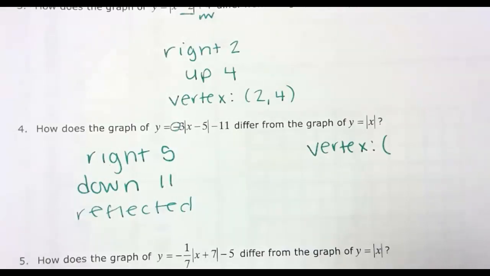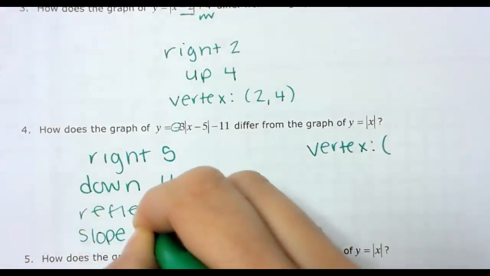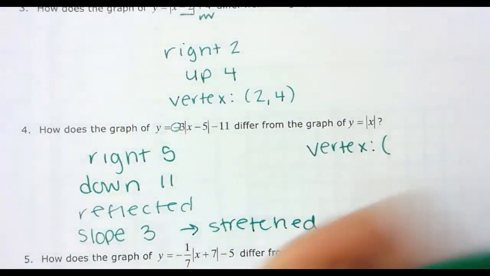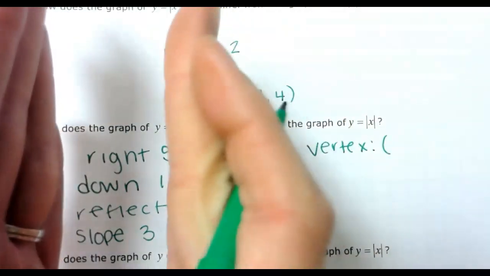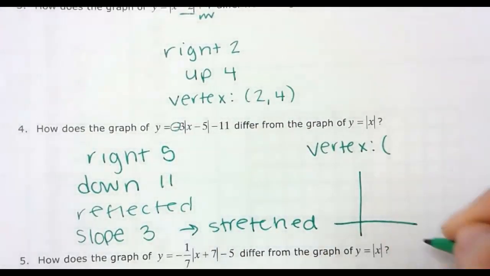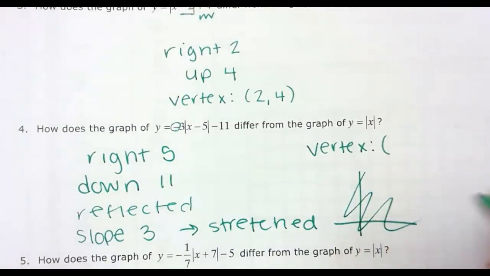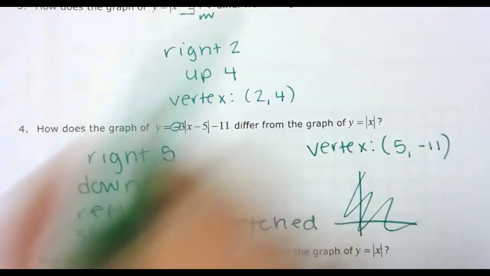That is my slope, exactly. So the slope of this graph is 3. What that means is my graph is stretched. It's going to become more narrow, taller and quicker. Can't quite go down 11 with that graph. So it is right 5, down 11, and skinny.